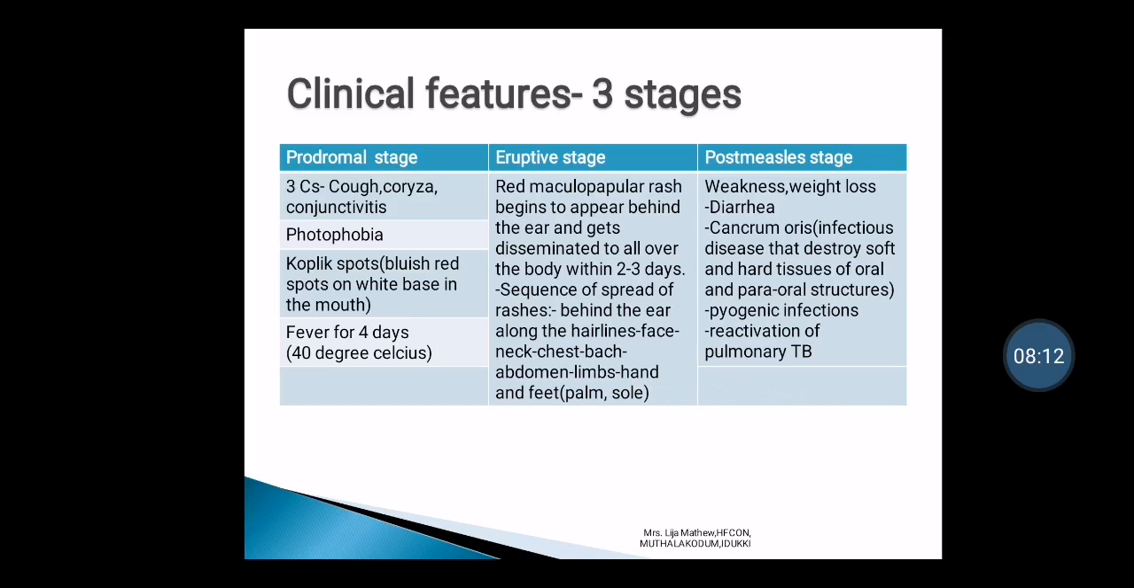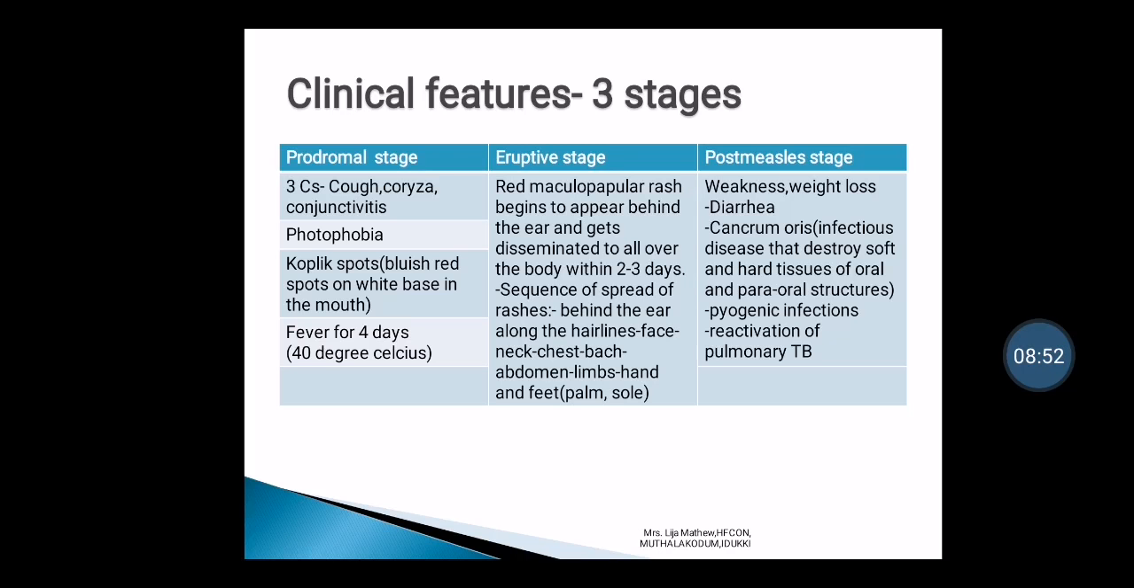And when we look into the clinical features, there are majorly 3 stages. The first stage is the prodromal stage, the second stage is the eruptive phase, and the third one is the post measles stage. In the prodromal stage, the clinical manifestations are the 3 C's: cough, coryza, and conjunctivitis. This is where we were talking about the catarrhal inflammation in the beginning part. So we can see there will be inflammation.